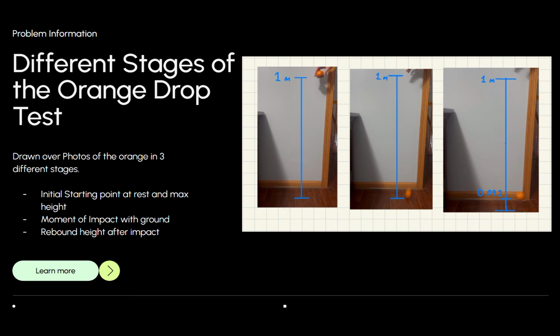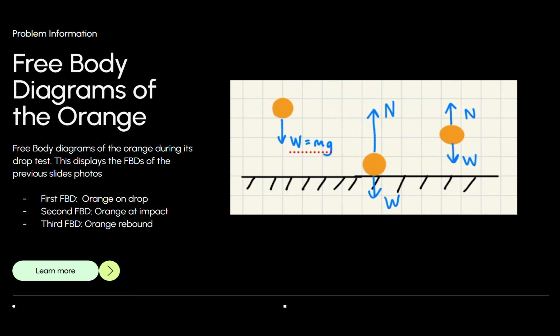Here are some free body diagrams of the orange, showing 3 different stages of the orange as the forces act on it. The first one is showing its initial stage when just the weight, the gravity, is affecting it. The second one shows the orange at the moment of impact, and the third image shows the orange when it bounces back up.